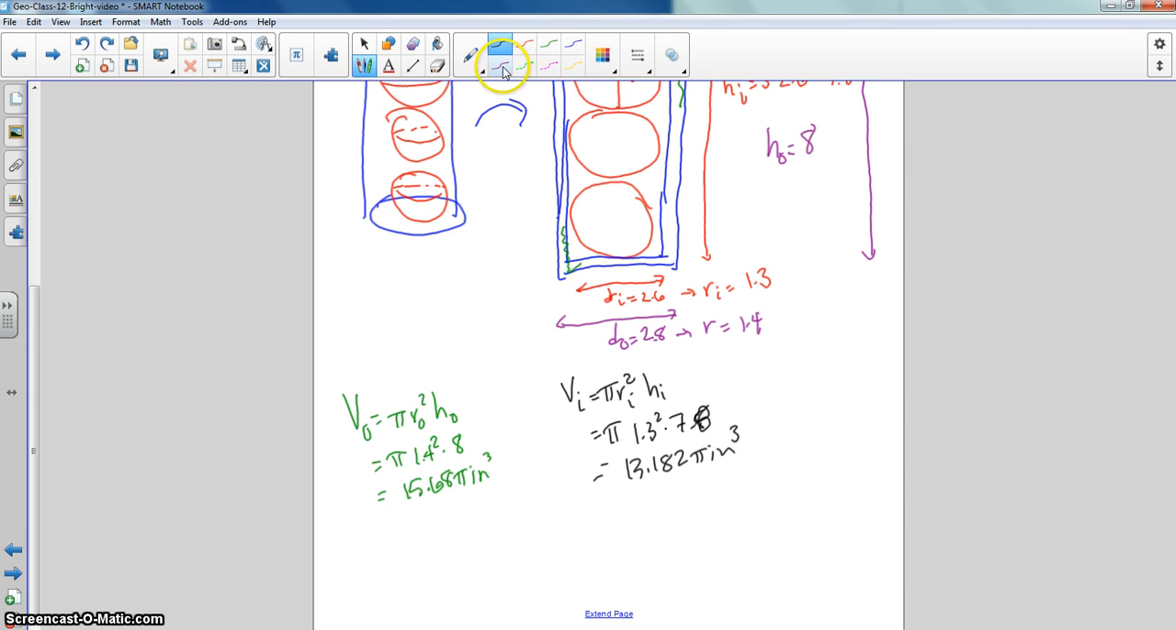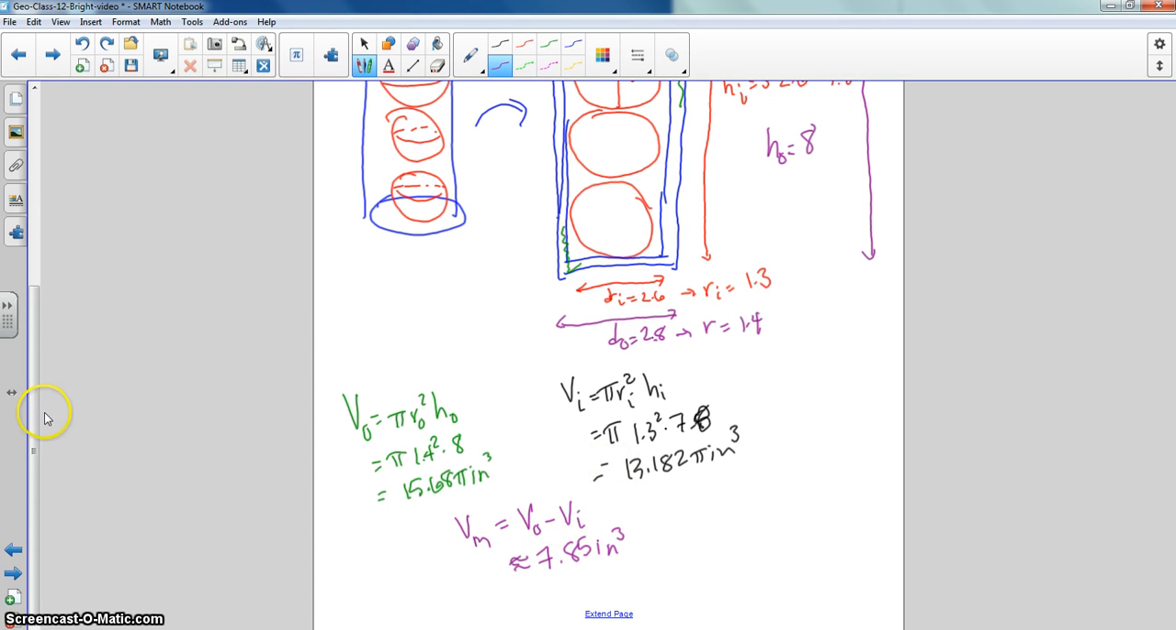Okay, so then when you put all this together, the volume required for the material is going to equal the volume of the outside minus the volume of the inside. And computing this out, I got approximately 7.85 inches cubed. And that would be even after you multiply the result by pi.